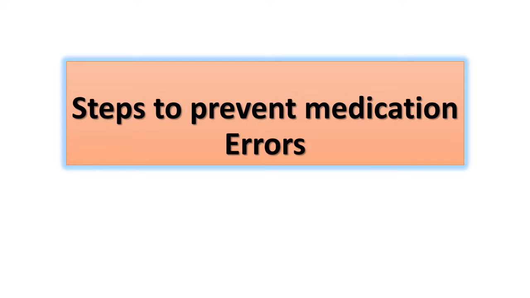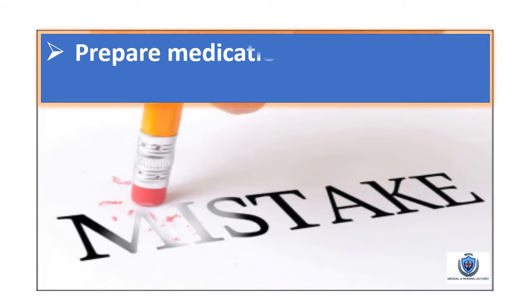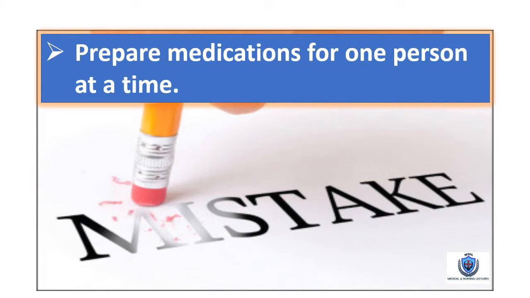So here are the steps to prevent medication errors. The first one among them is prepare medication for one person at a time. So if you have multiple patients in your ward or in your unit, you have to prepare medication for one patient at a time.